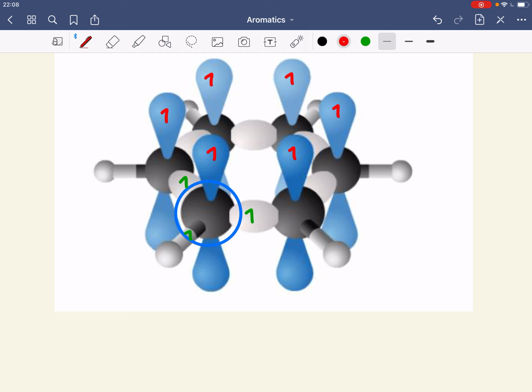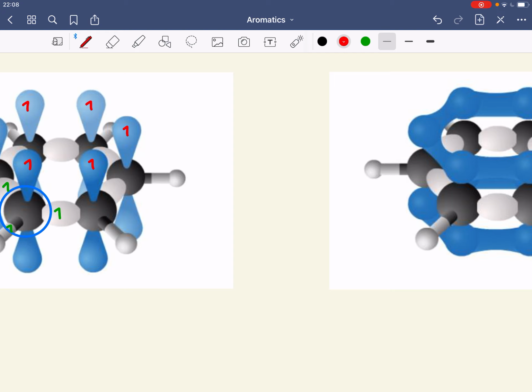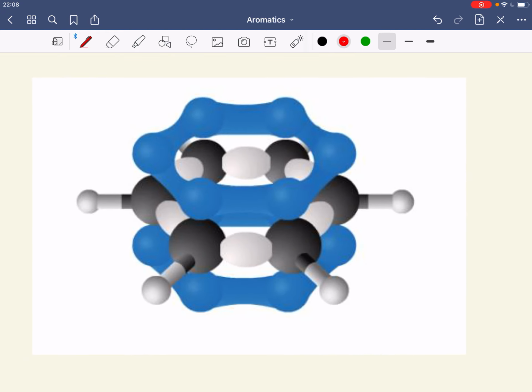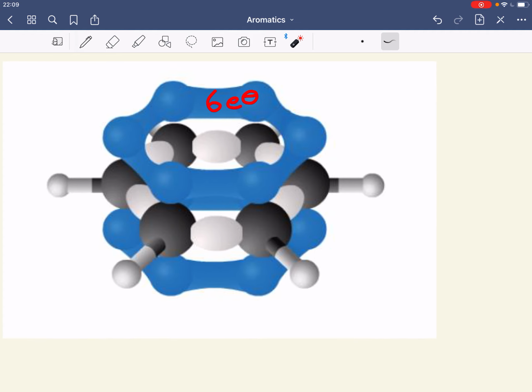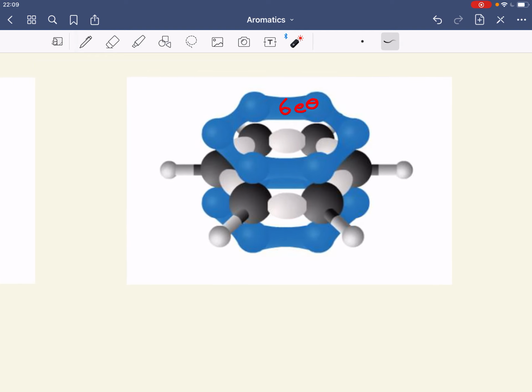And because these p orbitals are very close together, they all overlap. These electrons are then said to be delocalized above and below the plane of the ring. This ring is a planar structure, and we see we've got delocalized electrons above and below the plane of the ring. Somewhere in this blue region there are 6 electrons. All 6 could be here, all 6 could be here, or we could have 3 here and 3 here. It doesn't really matter. There are 6 electrons delocalized in what we call extended pi networks above and below the plane of the ring. And that confers extra stability.